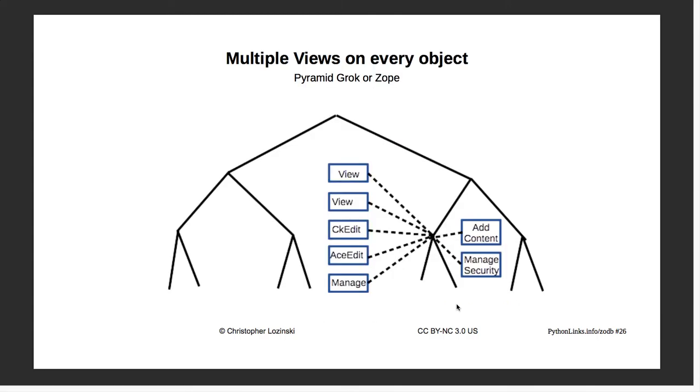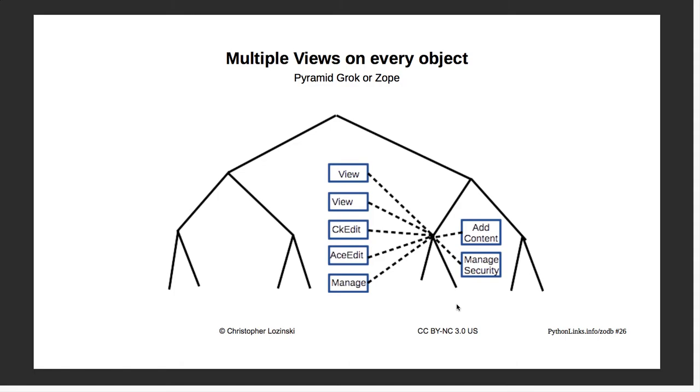All of these have multiple views on every object. So looking at Bloggery, my directory software, there are multiple views on any single object. There's the basic index view. You can do CK editor, which is the HTML WYSIWYG editor. You can do the ACE editor, the technical editor, on an object. You can manage it. That's where you look at the whole contents of the container, everything in it. You can add content. You can manage security.